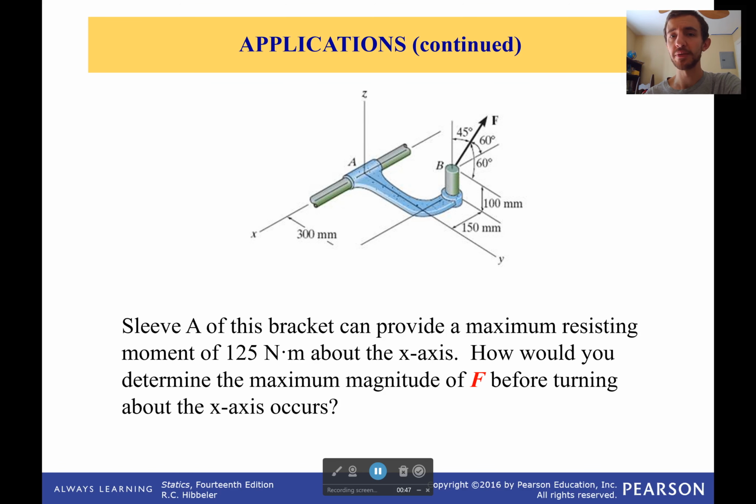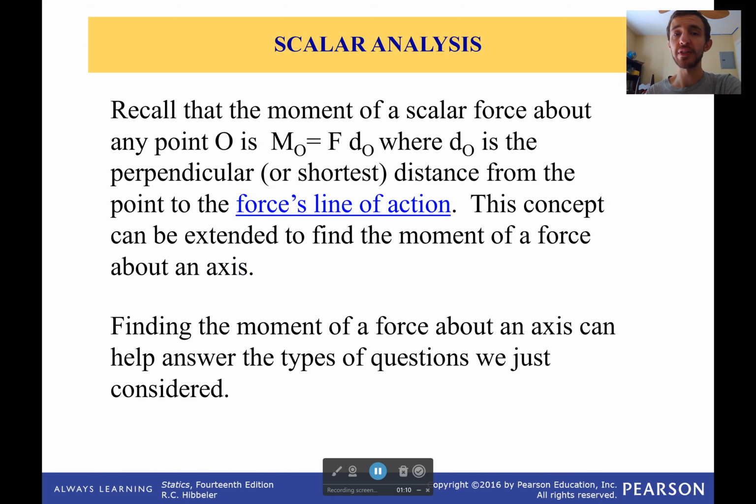An application would be this right here. We have a bracket that is holding this along the slide right here, and we are applying a force that's trying to turn it. Now this bracket can hold it in place, but how much force can you apply before that bracket breaks? How do you know? Well, how we figure this out is we calculate the moment.